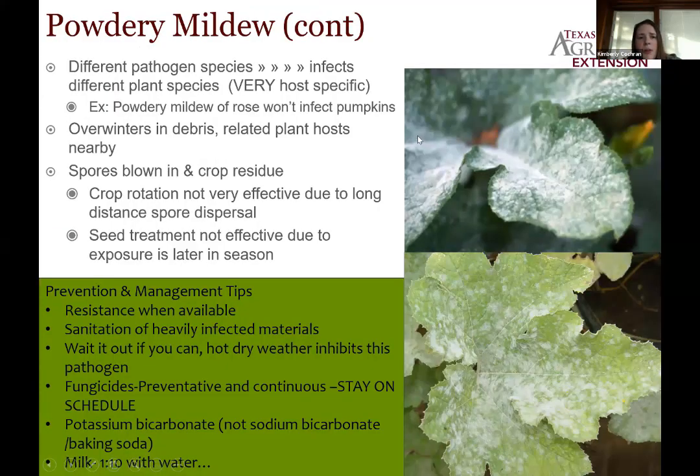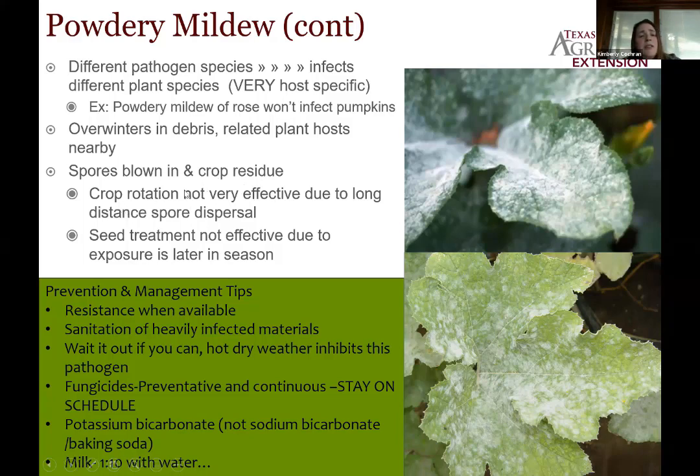So the thing about powdery mildew is it is usually very species specific. The species that infects grapes will not infect roses, and the one that infects roses will not infect pumpkins. Generally each species or family of plants will have its own species of powdery mildew. It's very specific, so that's a little different than some of the things we've talked about so far. It overwinters in crop debris and in related plant hosts nearby, in the same family, often in the same genus. Spores can be blown in from a ways away and also survive on that crop residue.